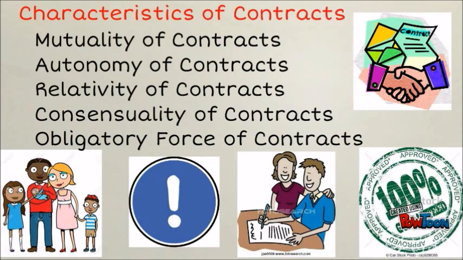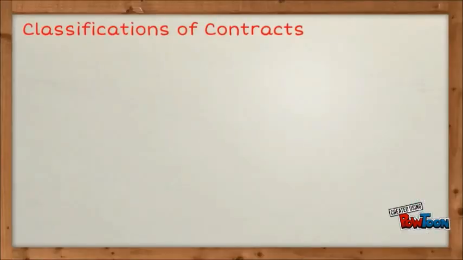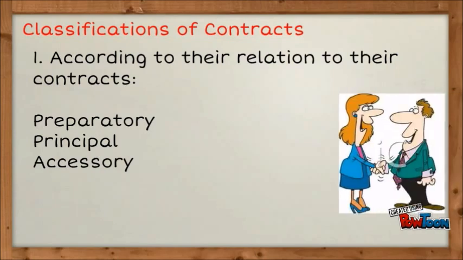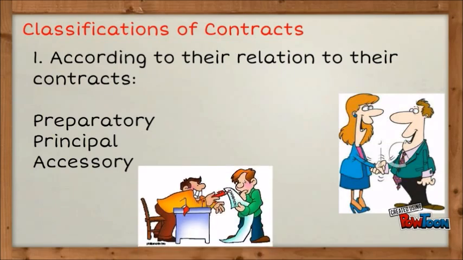Obligatory force of contracts. It constitutes the law as between the parties, who are compelled to perform under the threat of being sued in the courts of law. Classifications of contracts. First, according to their relation to other contracts. Preparatory, which have for their object the establishment of a condition in law which is necessary as a preliminary step towards the celebration of another subsequent contract.